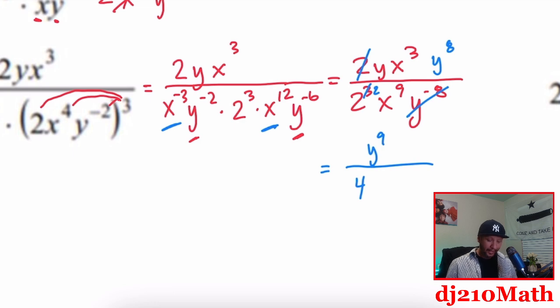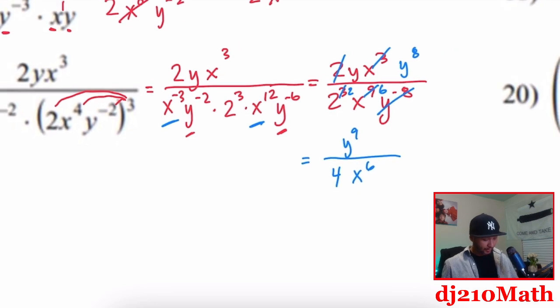All right, the x's, you could do top minus bottom, right? 3 minus 9 would be x to the negative 6, and that'll move down as positive 6. Or you could think of it as there's 3 x's up top, there's 9 x's in the bottom, so then that becomes a 6. So then cleaning it all up, you have y to the 9 over 2 squared, which is 4, x to the 6, and that's it.